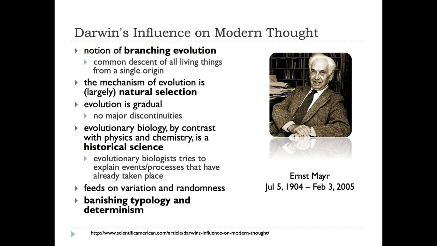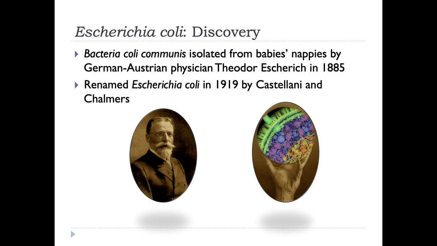And also, Darwin banished this idea of typology and determinism, that the one organism can be the type or specimen for that whole species or for a whole phylum, if you like. And in fact, there is just this wonderful variation across all of nature. Okay, that's just a preamble to warm your brains up about Darwin. Now let's talk about E.